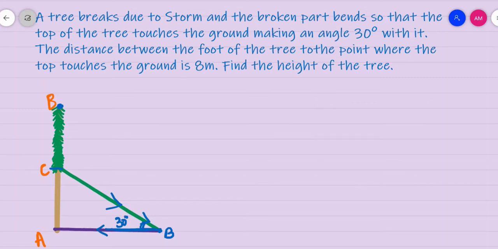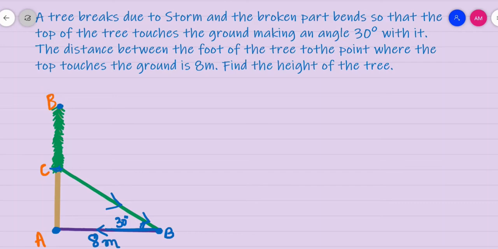Now see the distance between the foot of the tree to the point where the top touches. This is the foot of the tree. From here the tree has originated. This is the foot of the tree and this is the point where the top has touched after breaking here. So this much is 8 meters. Find the height of the tree.